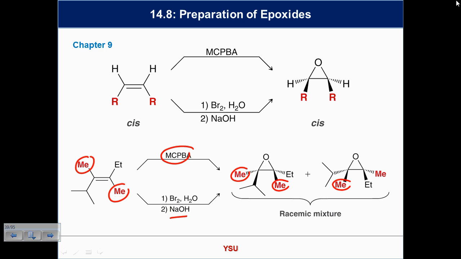Over here, this one is in front, this one is in back. So how do you get two products? How is it possible to get two products? It's planar. You can attack from the top or the bottom, or the front and the back. And you're going to get two outcomes because of that.